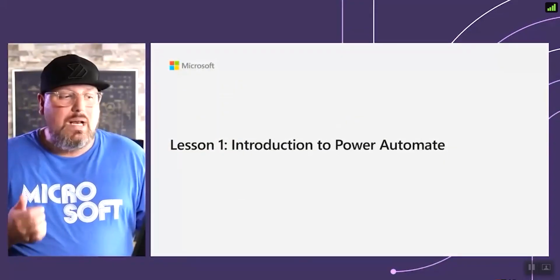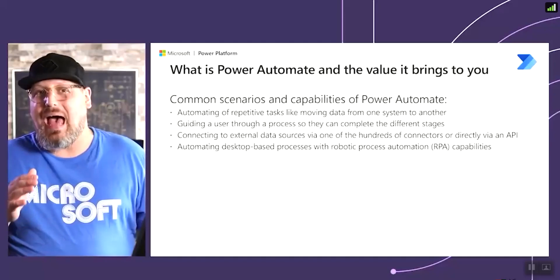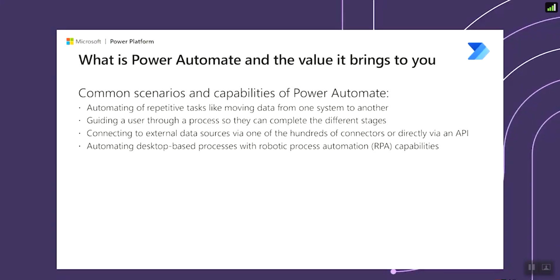So what is Power Automate? Power Automate has a few capabilities that help you solve different scenarios. You can automate repetitive tasks like moving data from one system to another. You can guide users through a process so they can complete it at different stages. It allows you to connect external data sources via one of the hundreds of connectors or directly via an API. And you can automate desktop-based processes with robotic process automation or RPA capabilities.